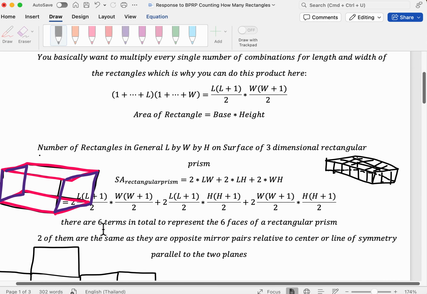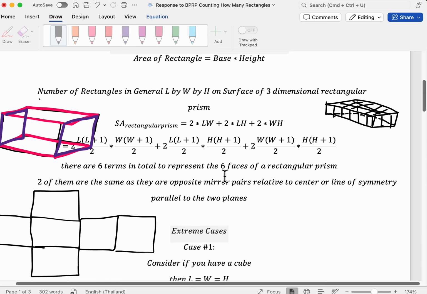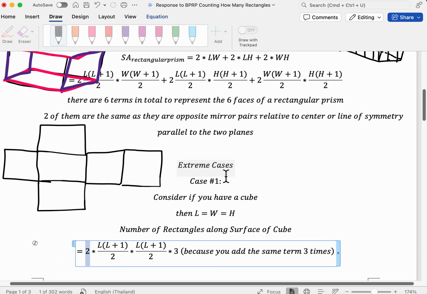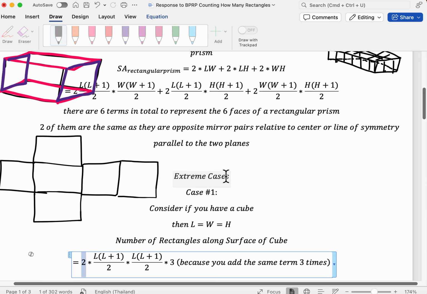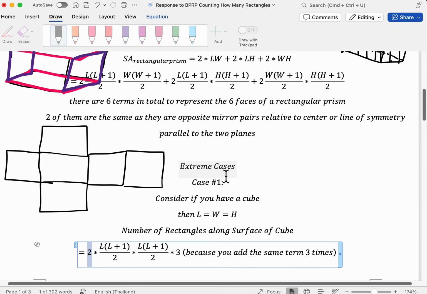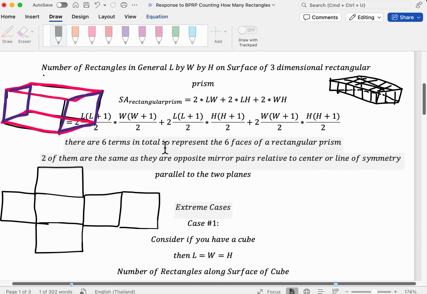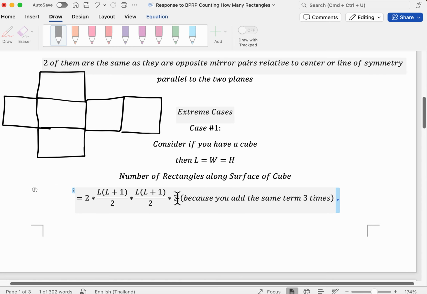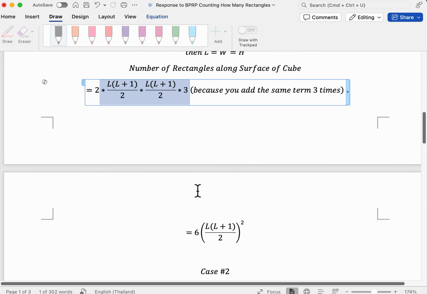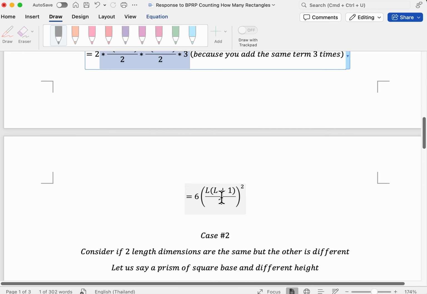Yeah, 2 times these two quantities here times 3, because you're basically adding the same term 3 times. So you basically get one copy of this. This is the same thing as this term and this term. So you have 3 terms being added together, and then you multiply them and get this as a result, which simplifies to 6 times L times (L plus 1 over 2) squared.